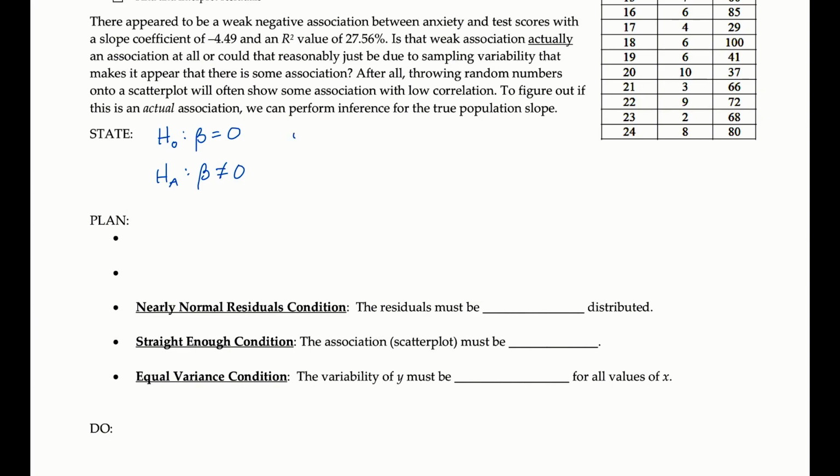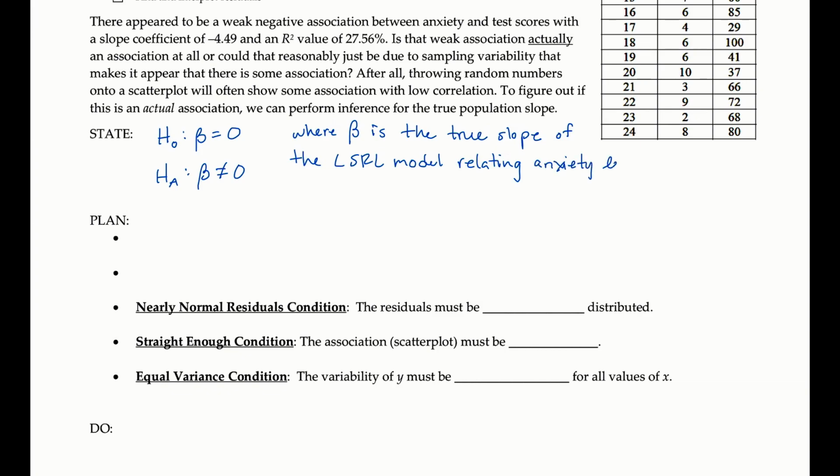And let's define what beta is, where beta is the true slope of the LSR model relating anxiety level to test score.